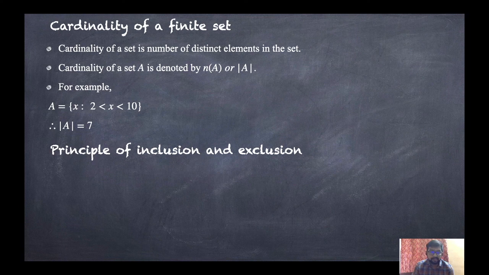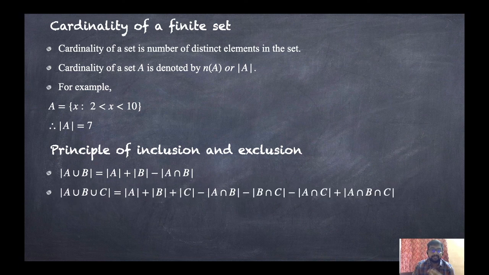Now this one is very important: the principle of inclusion and exclusion. For two sets, the cardinality of A union B is the same as the cardinality of A plus the cardinality of B minus the cardinality of A intersection B. In the same manner, for three sets, the cardinality of A union B union C is the same as the cardinality of A plus B plus C, minus the cardinality of A intersection B, minus B intersection C, minus A intersection C, plus the cardinality of A intersection B intersection C. We will use this in examples.